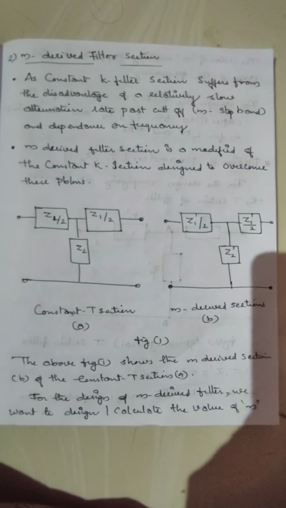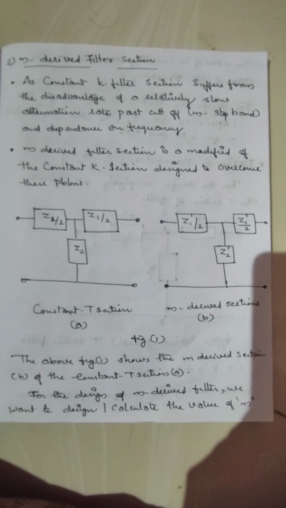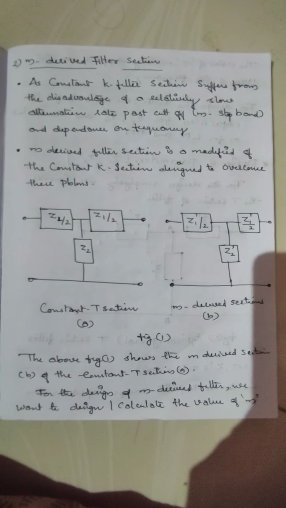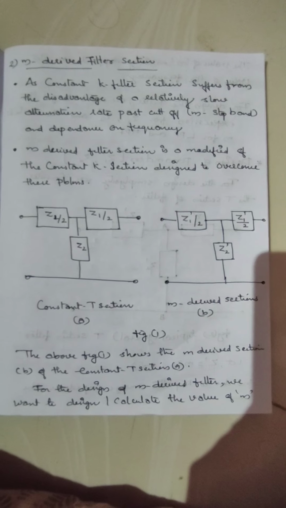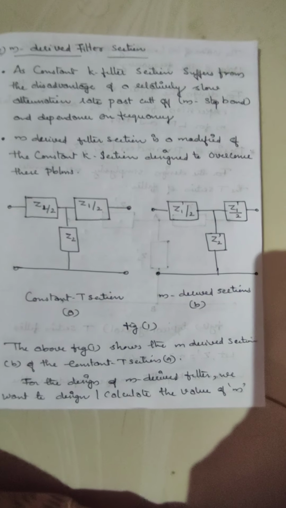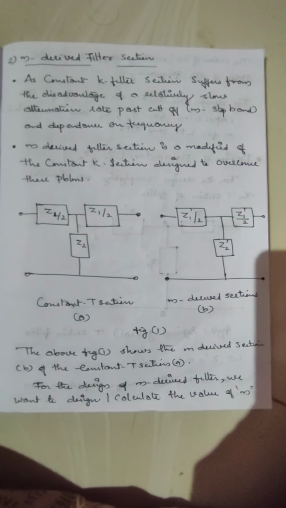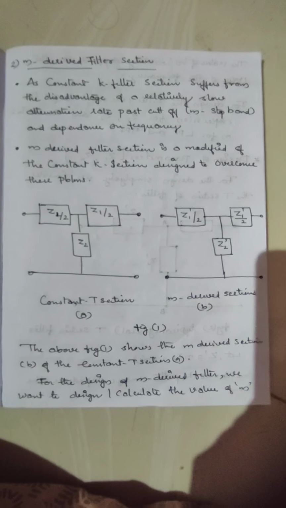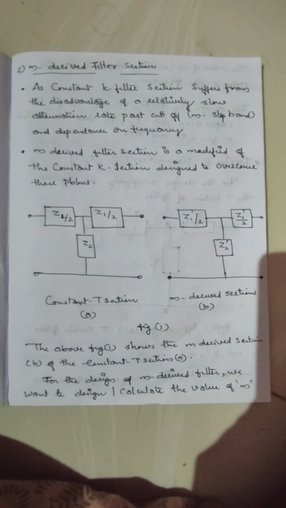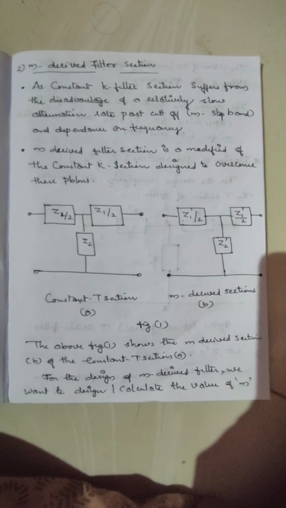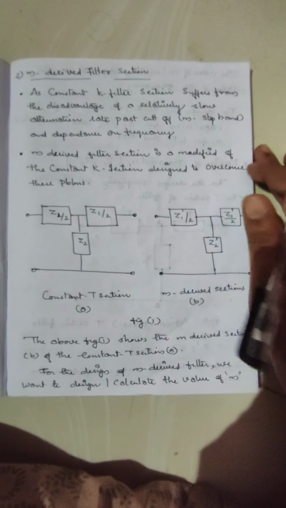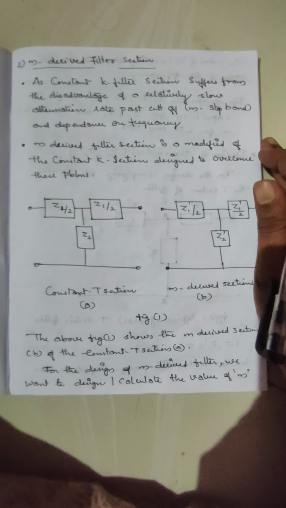Okay, so this derived filter section is a modified form of a constant k section filter. This is used to overcome the problems or disadvantages that we felt when using the constant k filter section. So let's discuss the derived filter section.